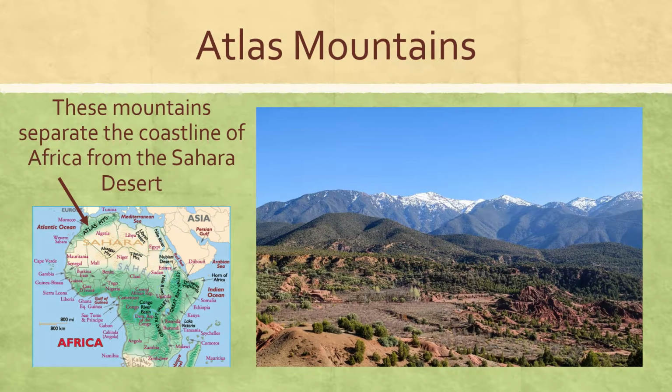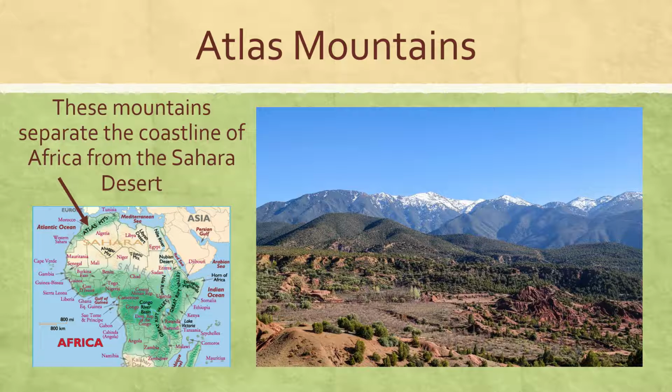And then finally on our trip, we're going to look at the Atlas Mountains. And the Atlas Mountains are located in the northwestern region of Africa. And they are a mountain range that separate the coastline of Africa over here with the Atlantic Ocean and the Sahara Desert. And they run primarily through the countries of Morocco and Tunisia, and different places like that. And so these are the Atlas Mountains, and they, like I said, separate the coastline of Africa from the Sahara Desert.